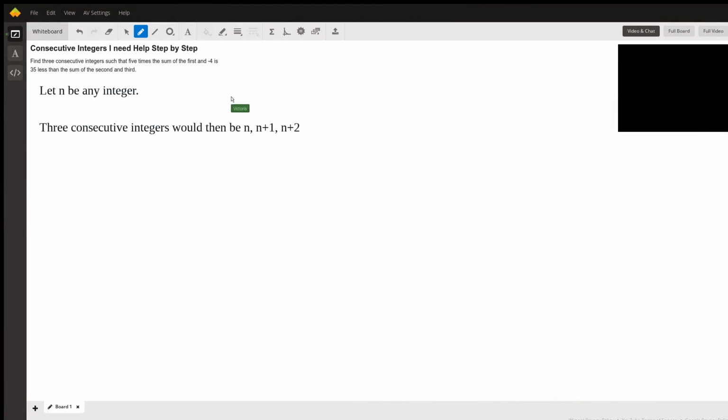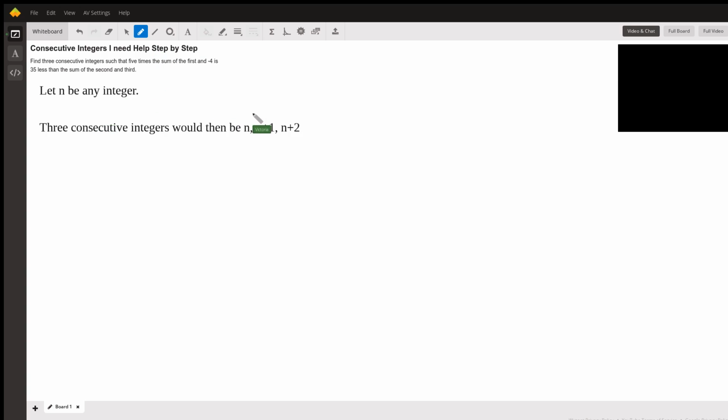We're going to find the consecutive integers that satisfy this description. So you start by letting n be any integer. Okay, and if you need consecutive integers, then you just let the next one be n plus 1 and the next one be n plus 2.